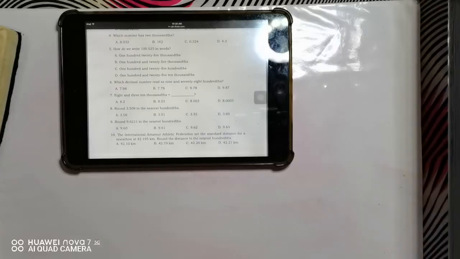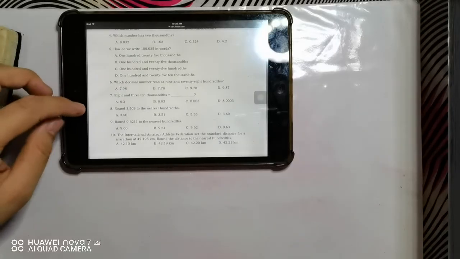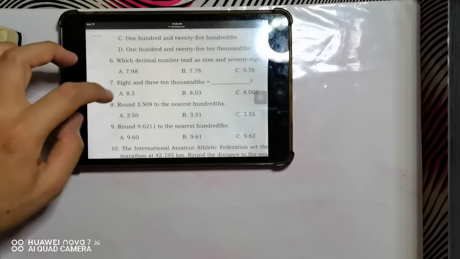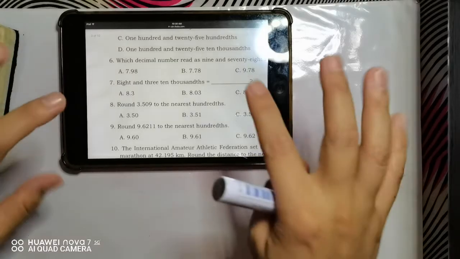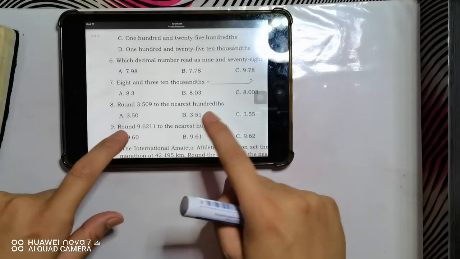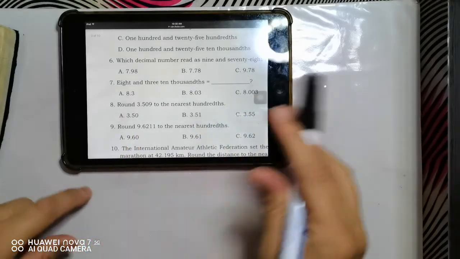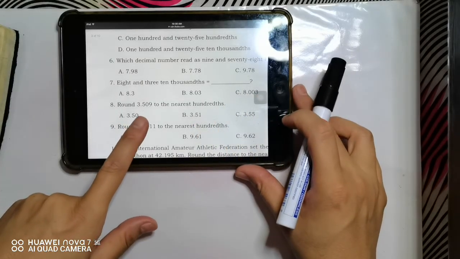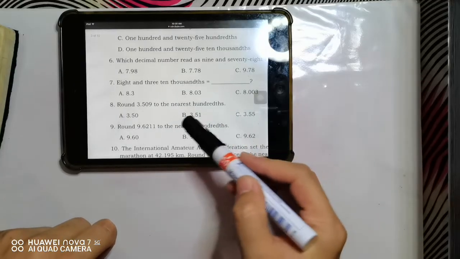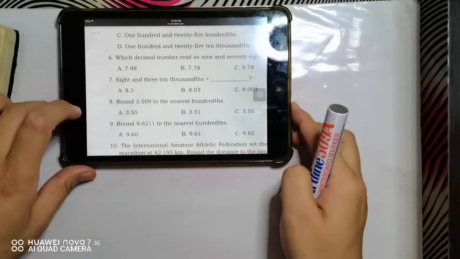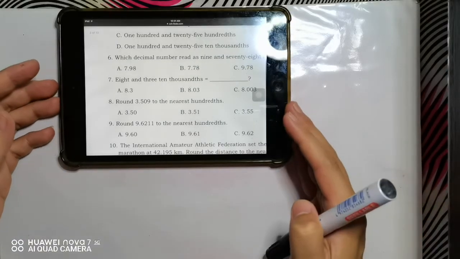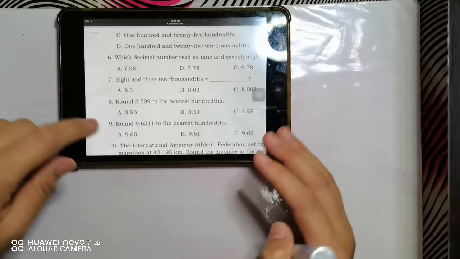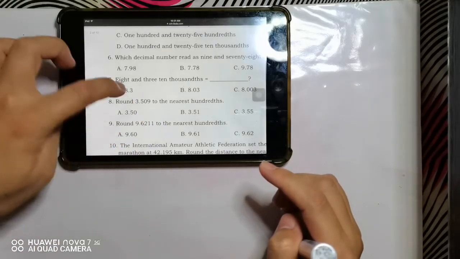Okay. Now, dito naman, sa number 8, rounding naman. So, katulad din nun, pinagsabay-sabay na yung numbers. Okay, o yung lesson. Tayo, sabi, round this one, 3 and 509 thousandths to the nearest hundredths. Okay? So, papasok na dito yung lesson about rounding decimals.